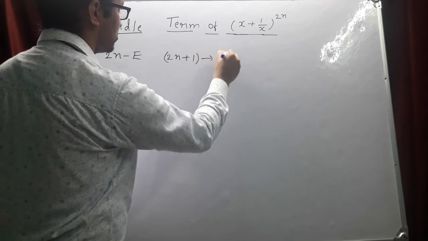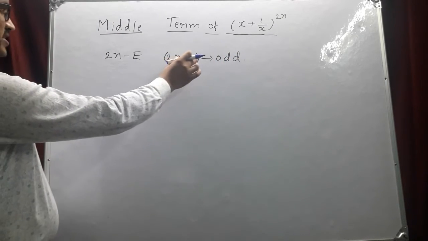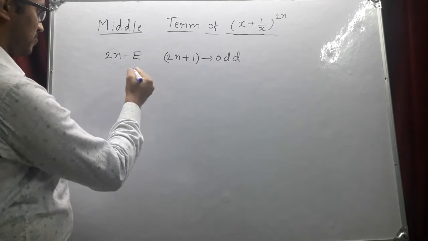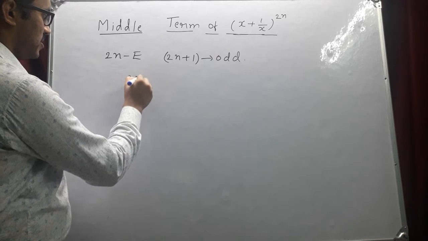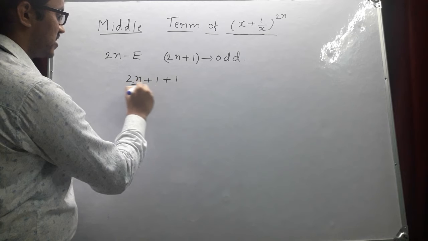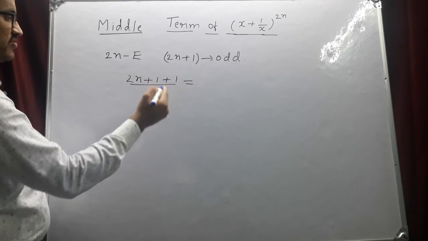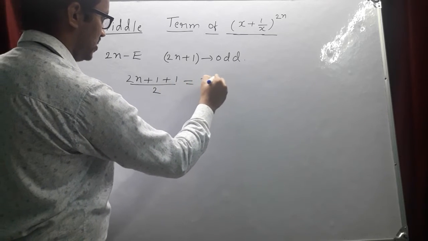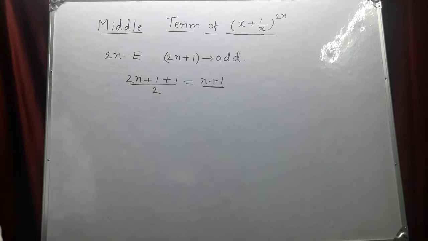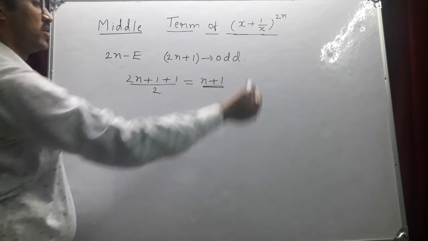So that is odd. So there will be one middle term, and it is obtained by using the previous formula. The middle term will be obtained by (2n plus 1 plus 1) divided by 2. So that is (2n plus 2) divided by 2. If you simplify, you will get n plus 1. So the (n plus 1)th term will be the middle term of (x plus 1 by x) power 2n.